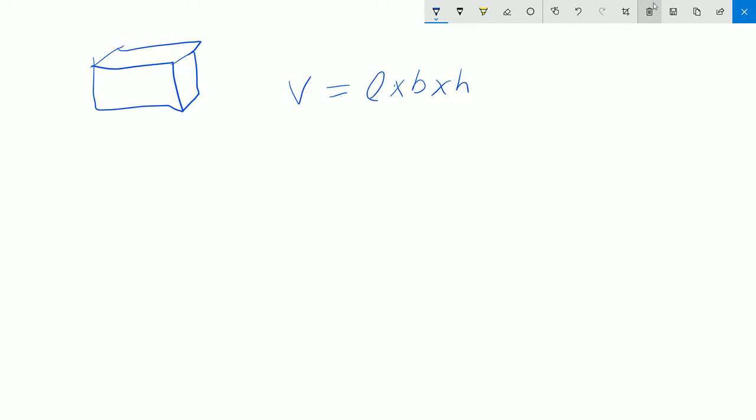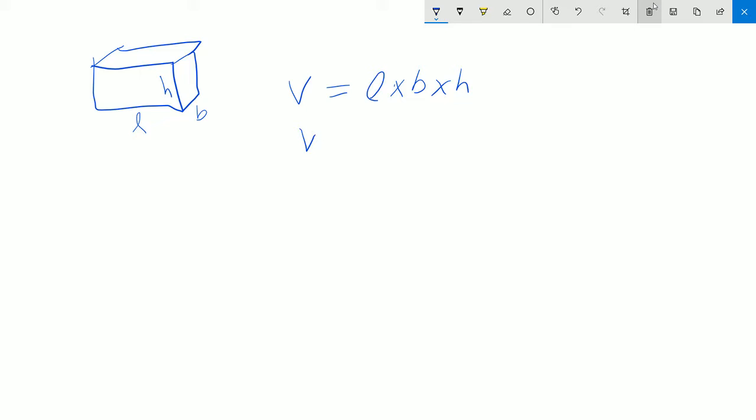Now let's talk about a cuboid. So, not all lengths of a cuboid are equal like that of a cube. This is generally what a cuboid looks like. So to calculate the volume of a cuboid, we use the formula length into breadth into height. You have to understand that not all sides of a cuboid are equal. So we have the length, we have the breadth, and we have the height.